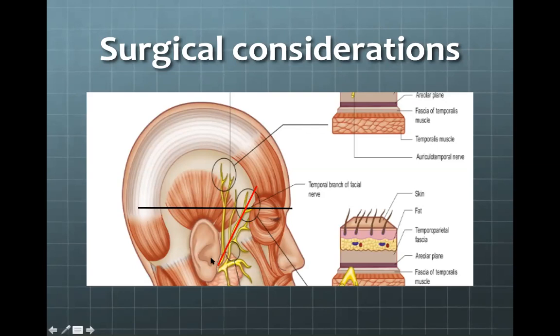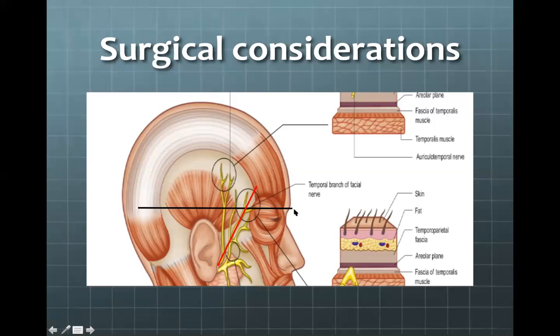Here, from the tragus of the ear, if you go 0.5 centimeter down, then draw a line to 1.5 centimeter above the temporal margin of the eyebrow, this is the line of the nerve.